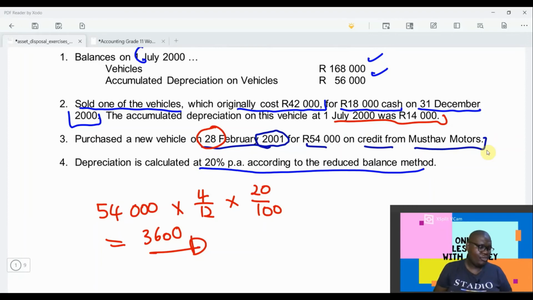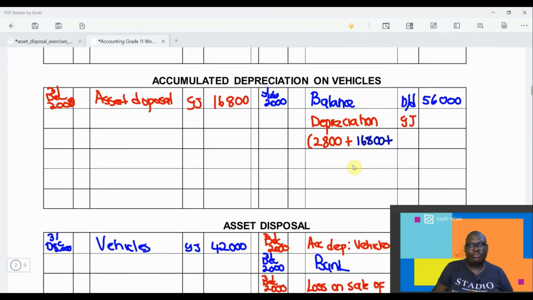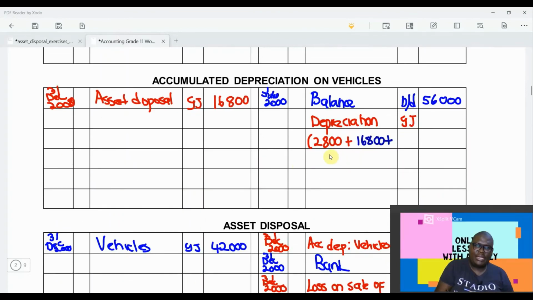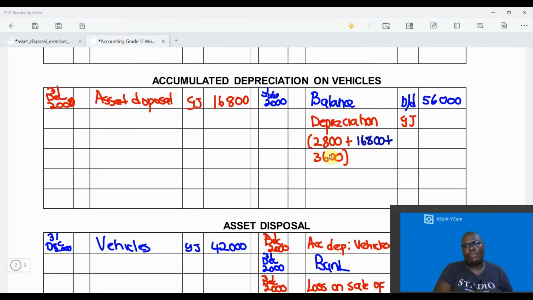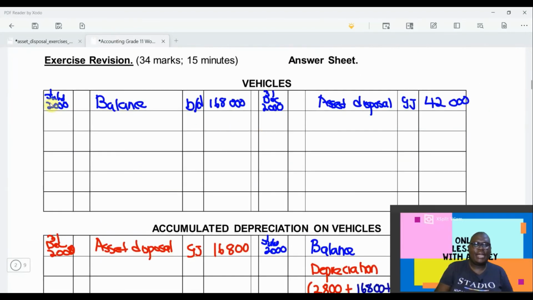Okay, so the answer that we get here is 3.6. This 3,600, we'll put here on the T account as the new depreciation, and then you add. So now we're going to try and balance the sides so that we can have the new balance. But before we do that, we need to come here and record first.